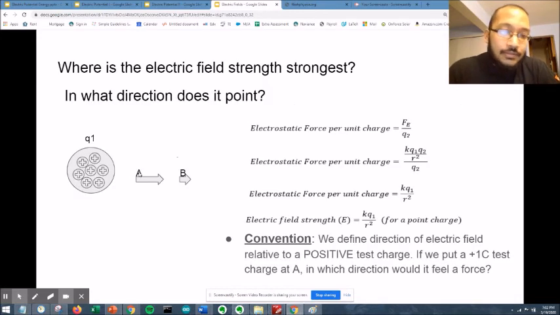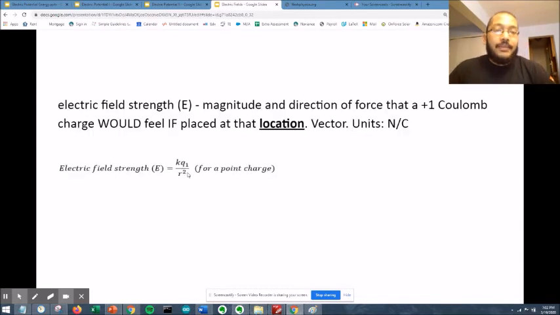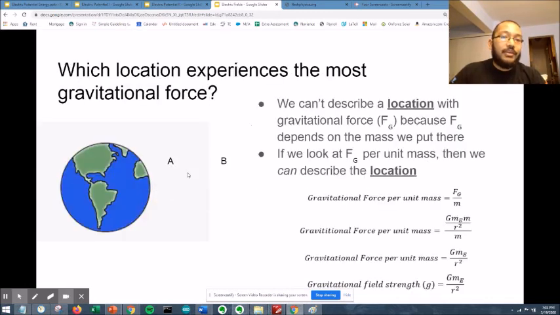And the size drops down. So if I'm representing this with an arrow, the farther away it is, the shorter it is. So just to recap, that is your definition of electric field strength. It's analogous to little g, gravitational field strength. The units are newtons per coulomb, and it is a vector. Key thing is it describes a location. To describe the force on something, you need to know what mass is at that location. But to describe the location itself, all you need is something like the gravitational field strength.